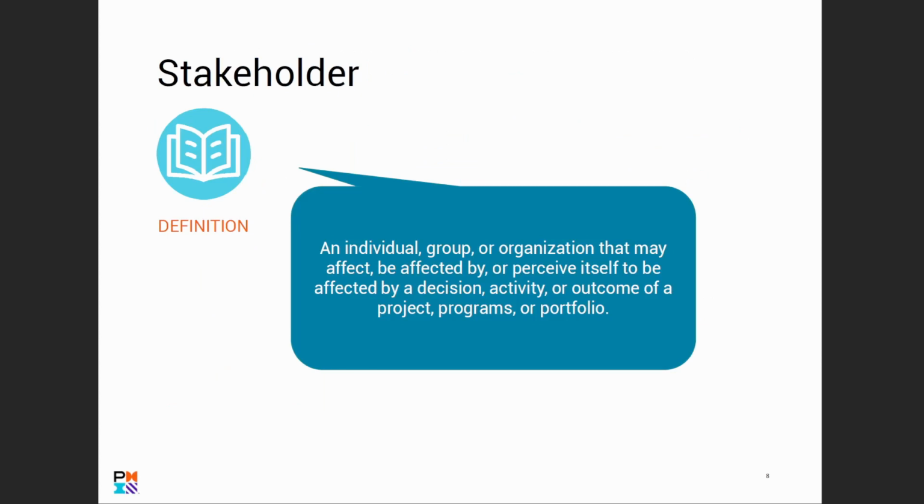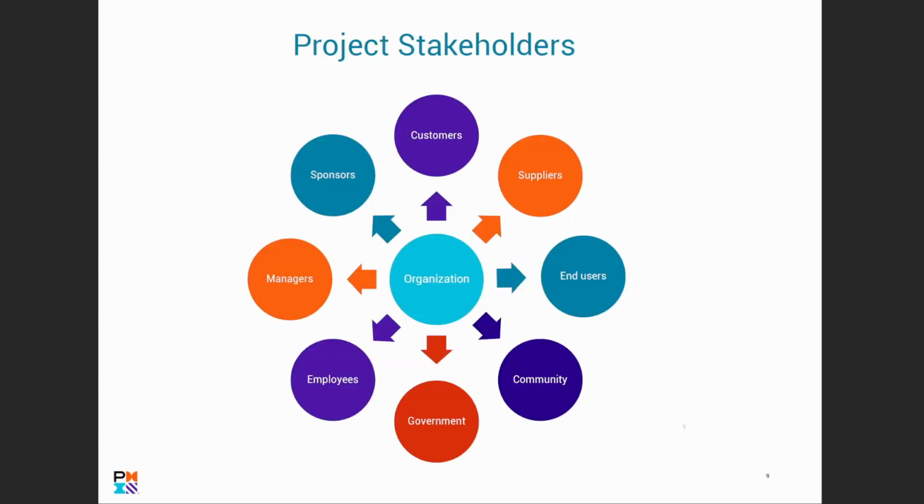Then we're going to look at stakeholders. So what are stakeholders? A stakeholder is an individual, group, or organization that may be affected by or perceive itself to be affected by a decision, activity, or outcome of the project, programs, or portfolio. And as you can see in this slide, you have the different types of project stakeholders. We have the customers, suppliers, end users, community, government, employees, managers, and sponsors.